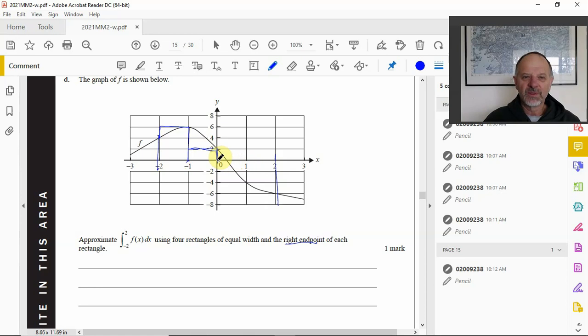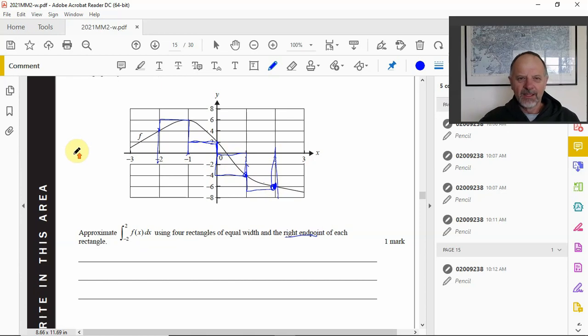All right, then between 0 and 1, we need the right hand edge of my rectangle. So the right hand edge is going to be here. So I need that rectangle. And then finally, this rectangle here. Whoops, that's pretty bad. We're at the right end there.